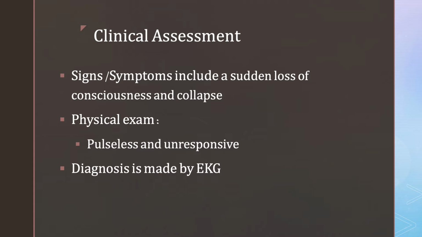Symptoms will be immediate with the onset of VFib. Patients in VFib will present with a sudden loss of consciousness and collapse. On physical exam, the patient will be pulseless and unresponsive. And the differential diagnoses for a patient presenting unresponsive in cardiac arrest include the 4 causes of cardiac arrest mentioned previously. Those including PEA, asystole, pulseless V-tach, and VFib. Definitive diagnosis is ultimately made by EKG and will guide the ACLS treatment algorithm.